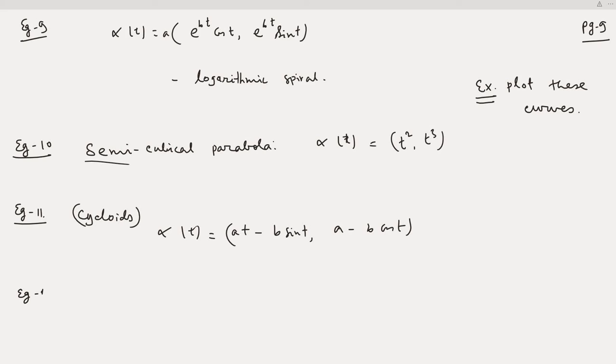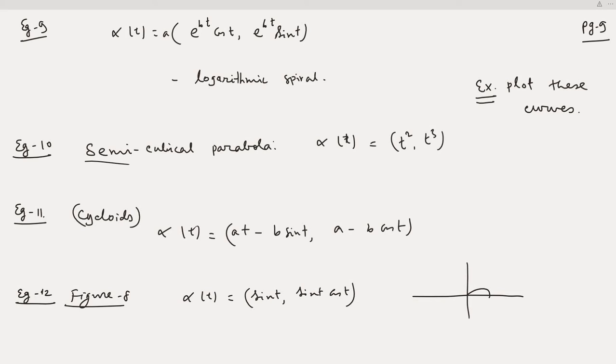Example 11, then 12, figure 8. So this is called the figure 8 curve, given by alpha of t equal to (sine t, sine t cos t). The picture of this looks like an 8. So this is the figure 8. Then we have a few more examples.